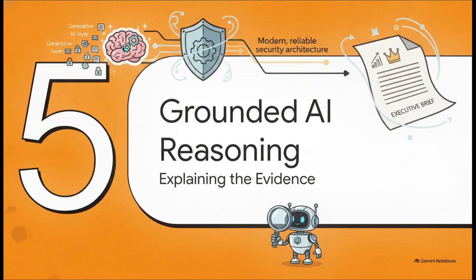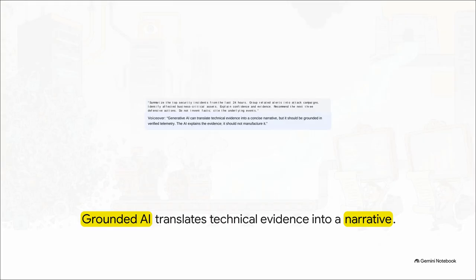Let's talk about grounded AI reasoning and where it fits in. Generative AI is a real game changer when it comes to translating technical evidence into a concise narrative. But, and this is a big but, only if it's instructed correctly. By using a grounded prompt like we see here, commanding the AI to summarize the top incidents, group related alerts into campaigns, identify affected business-critical assets, and recommend defensive actions without inventing facts, we force it to reason over complex data super efficiently. It literally cites the underlying events rather than just guessing.